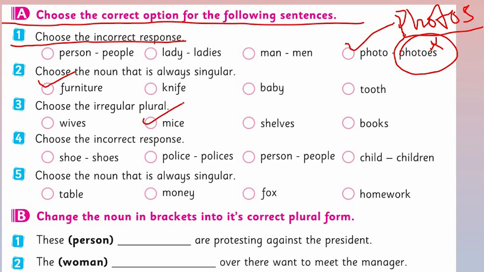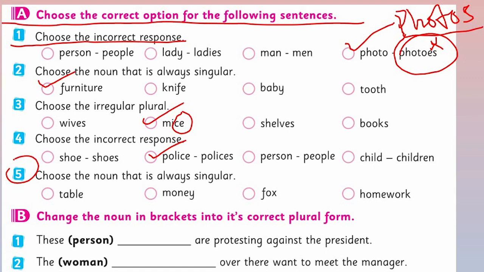Because we have no es at the end, or s. We have only c and e here. Mice is the plural form of mouse. Look at the fourth one. Choose the incorrect response. Yes, police, polices. There is no such word as polices.